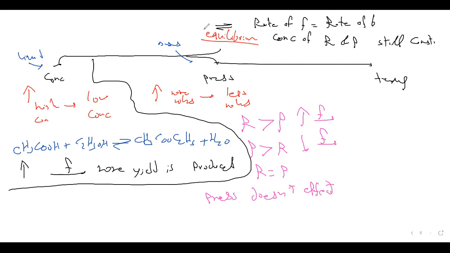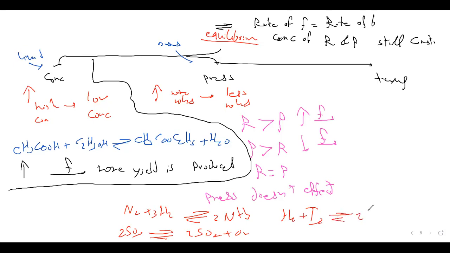For example: N2 plus 3H2 gives 2NH3. 2SO3 gives 2SO2 plus O2. H2 plus I2 gives 2HI.